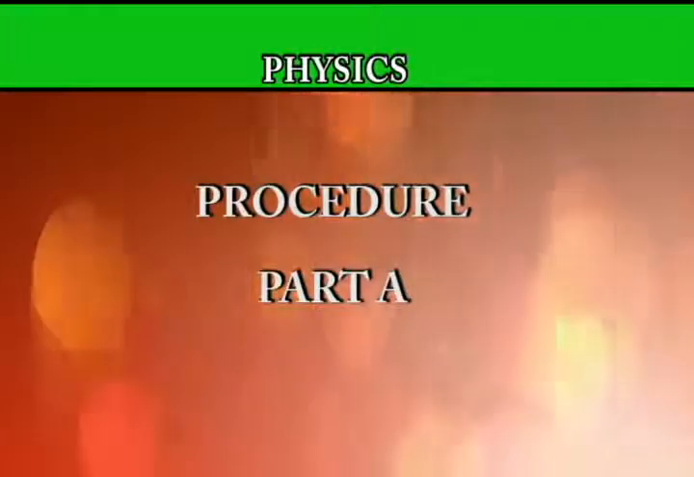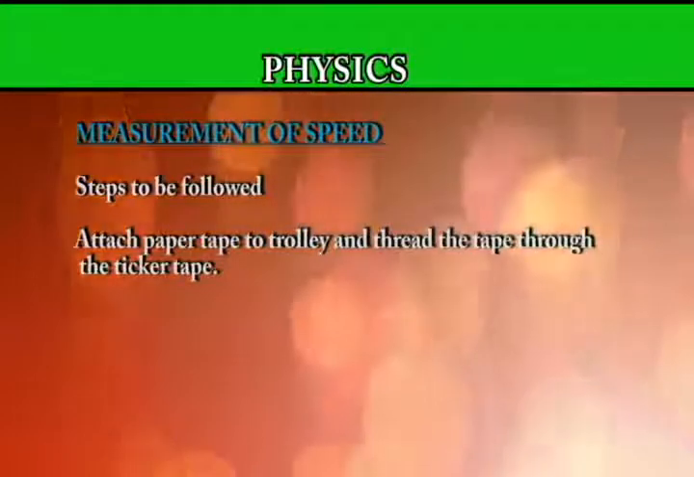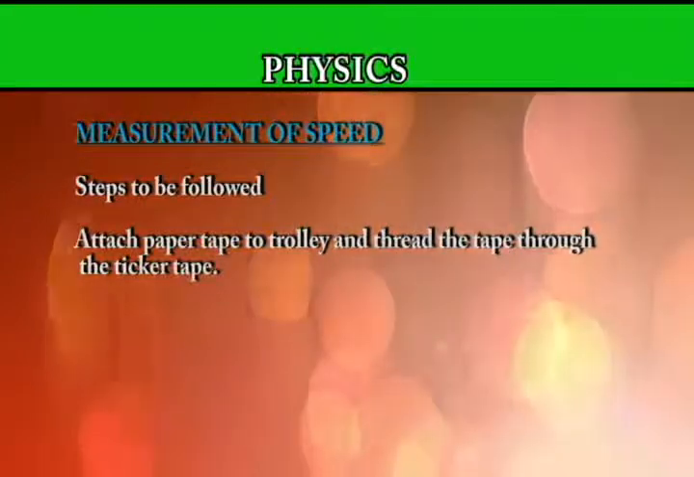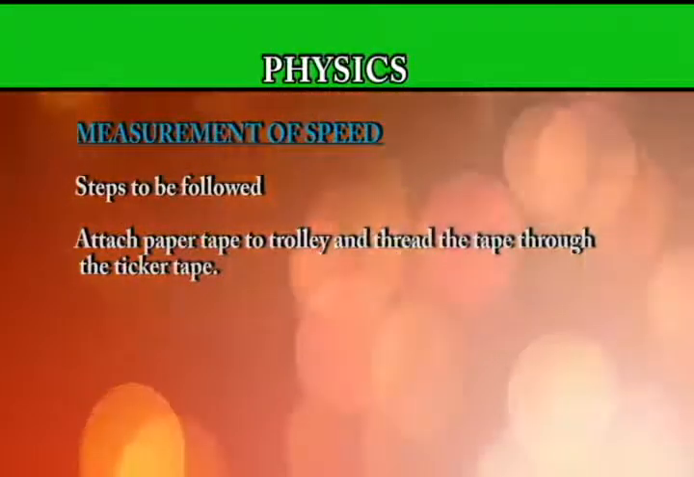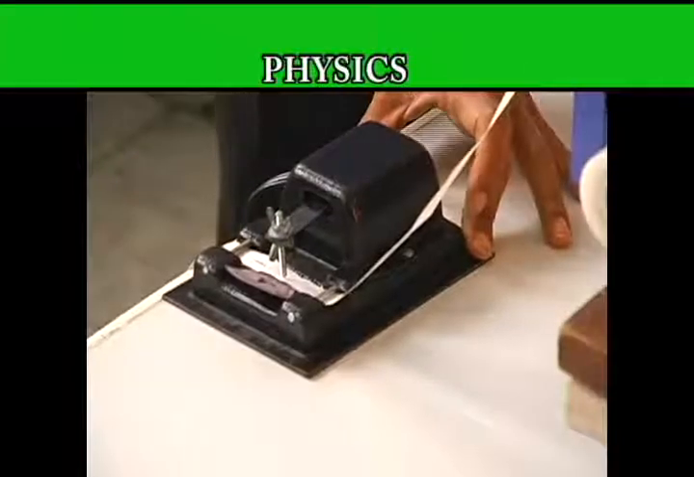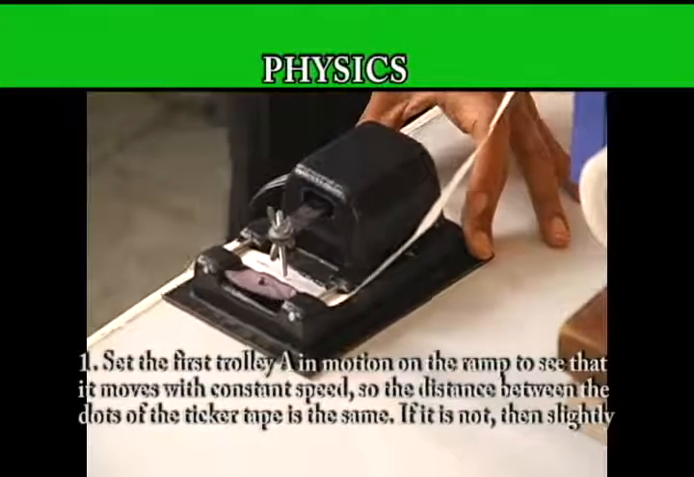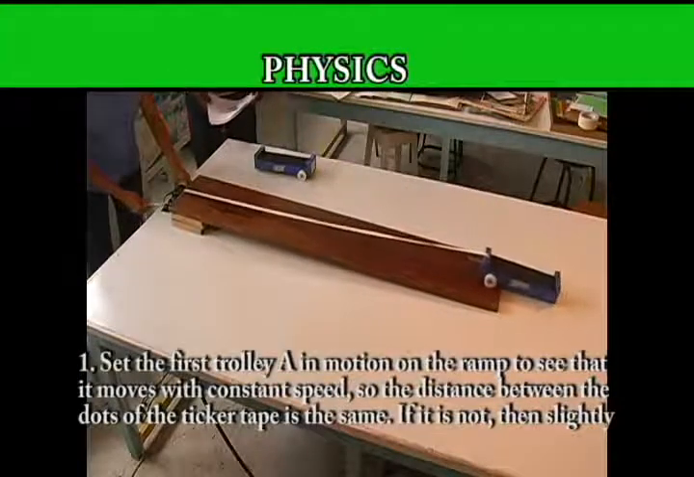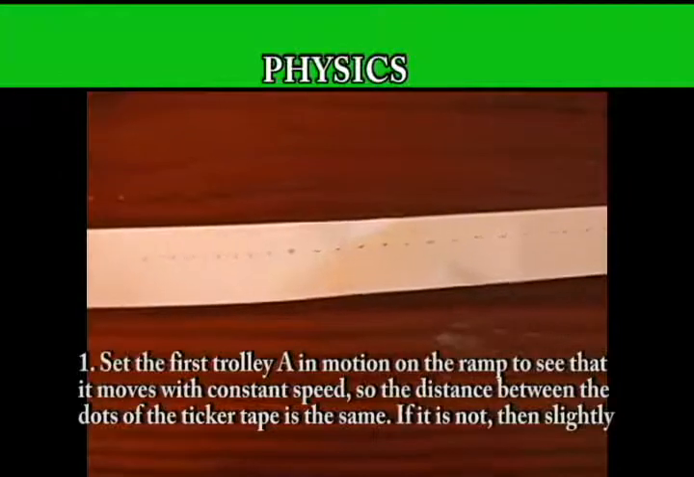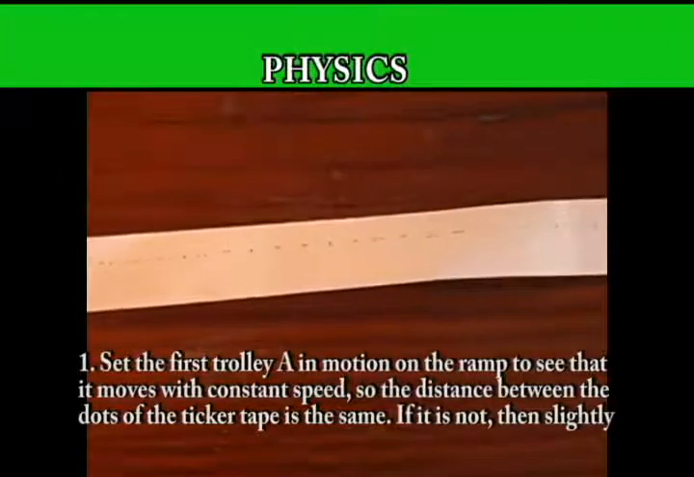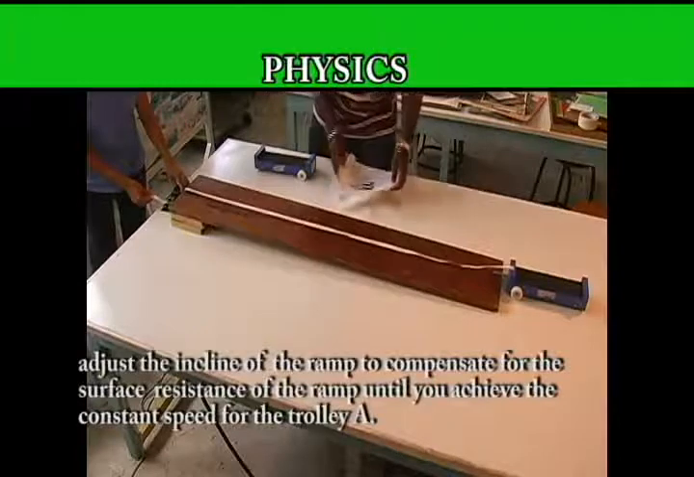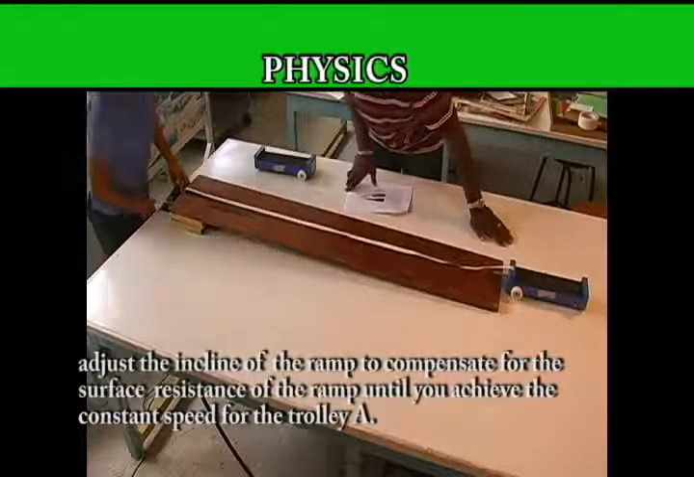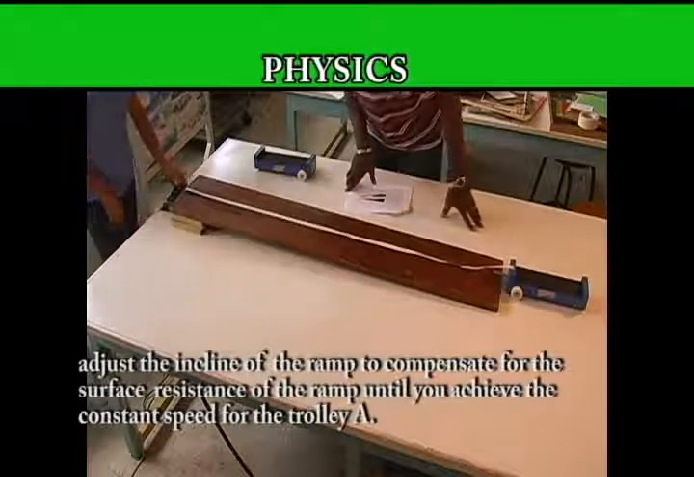Procedure. Part A. Measurement of speed. Steps to be followed. Attach paper tape to trolley and thread the tape through the ticker timer. Switch on the ticker timer and 1. Set the first trolley A in motion on the ramp to see that it moves with constant speed, so the distance between the dots of the ticker tape is the same. If it is not, then slightly adjust the incline of the ramp to compensate for the surface resistance of the ramp until you achieve the constant speed for the trolley A.